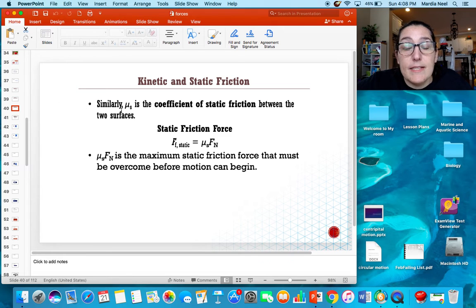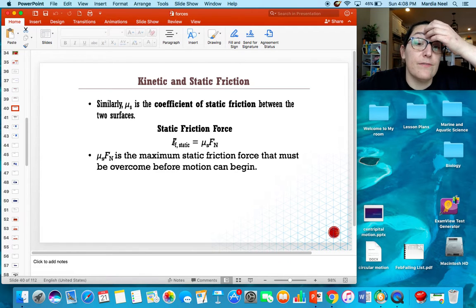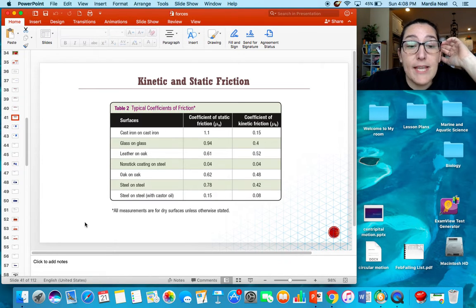It's the same equation for static friction, except the force of static friction is equal to the coefficient of static friction times the normal force. And we have tables that tell us what these coefficients of friction are.